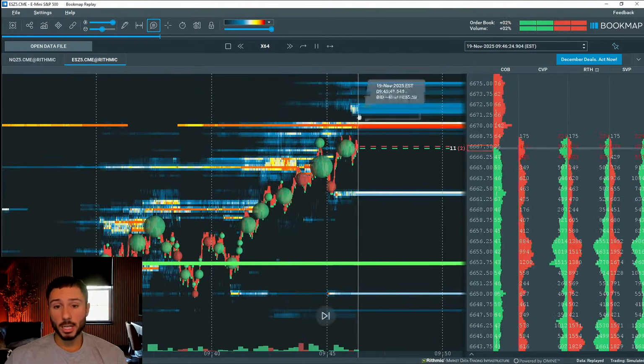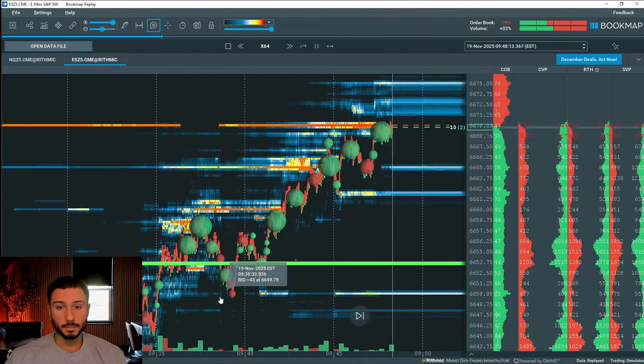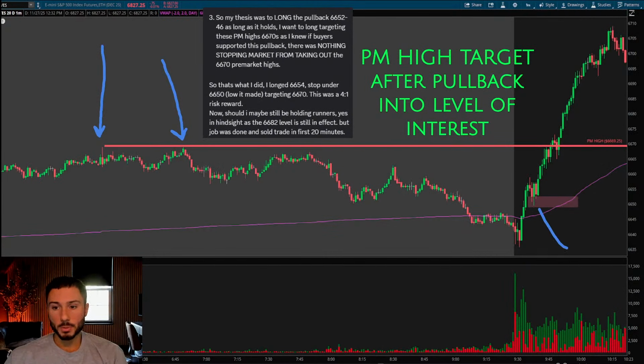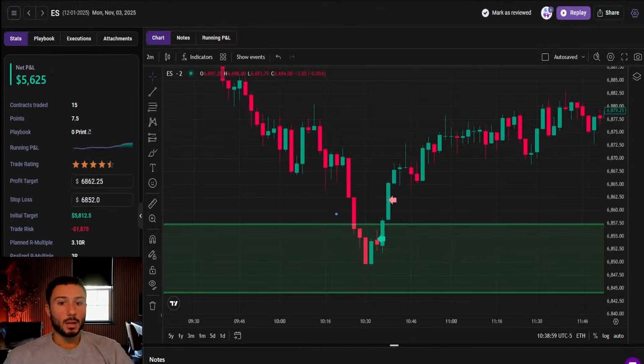And then the market just keeps rallying, and then hits our 70 target. Right, so all that was the pullback into that, stop under these lows, targeting the 70s. Now, next setup.